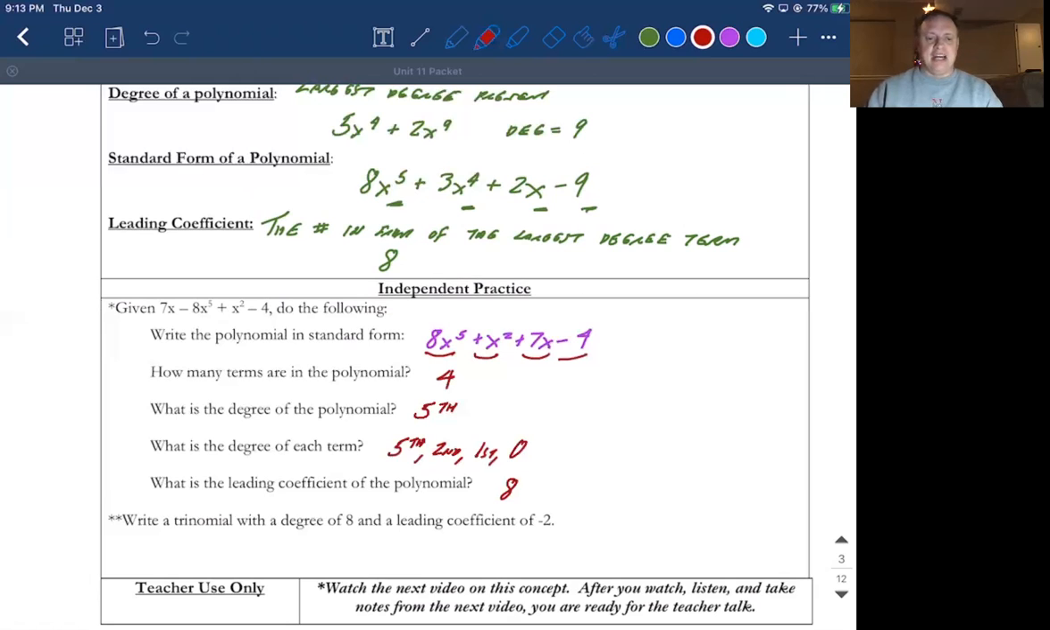So now we're going to write a trinomial with a degree of 8 and leading coefficient of -2. Hey, this is going to vary. It's going to be a little bit different. So leading coefficient's -2, x to the 8th. Have to have that to start. And trinomial means 3 terms. So we can make anything after it as long as the powers go down from left to right.